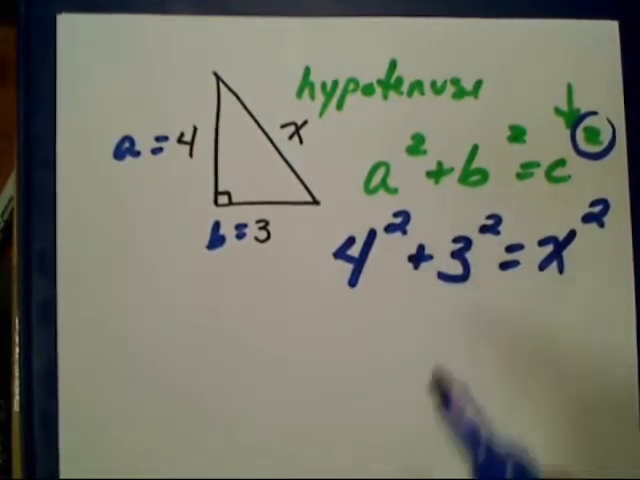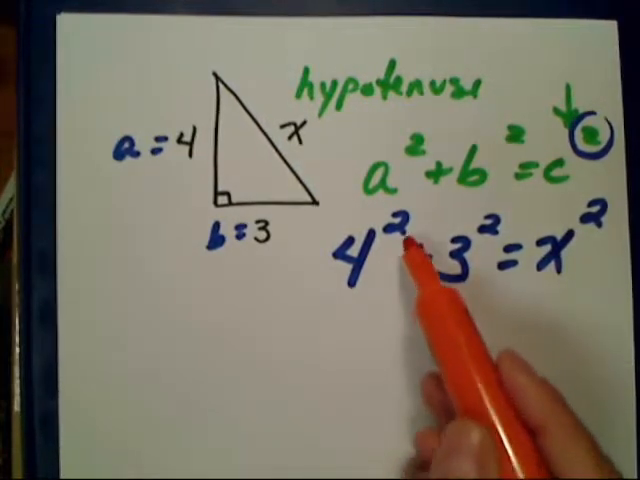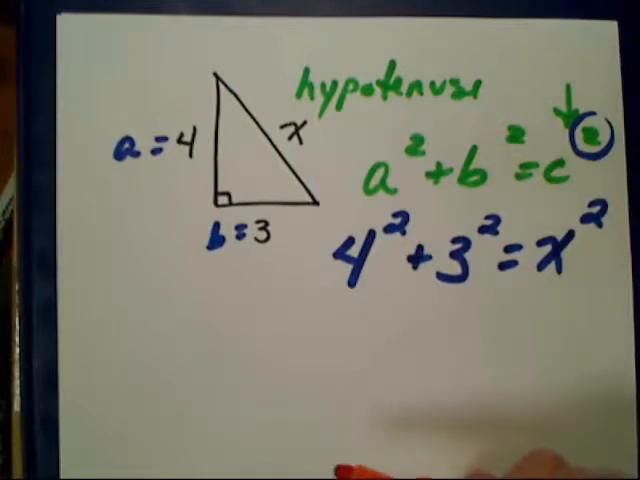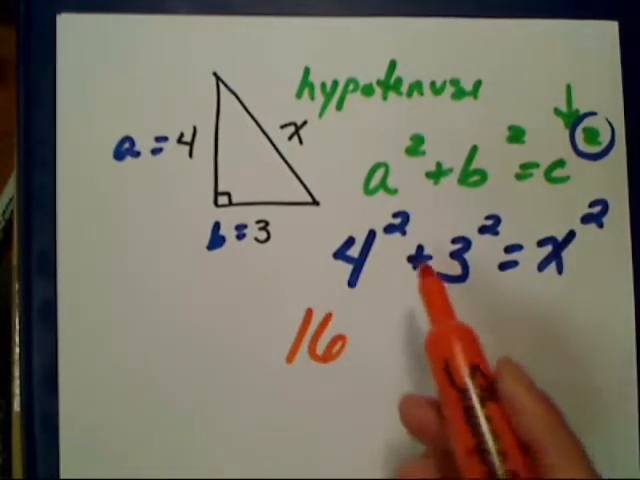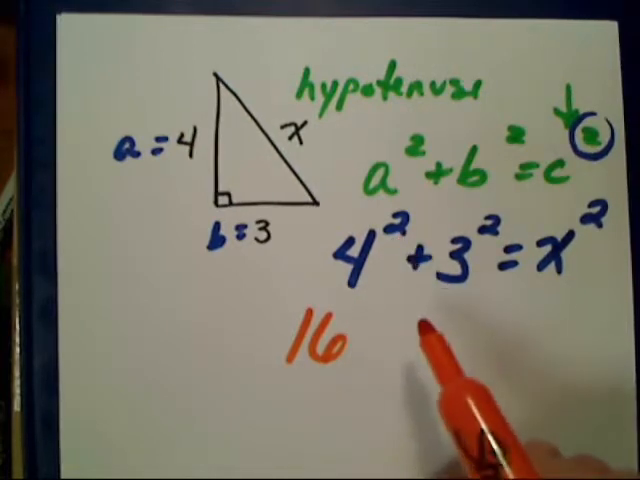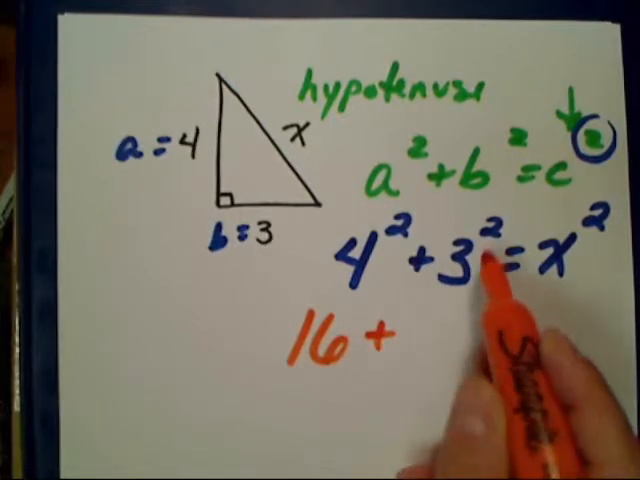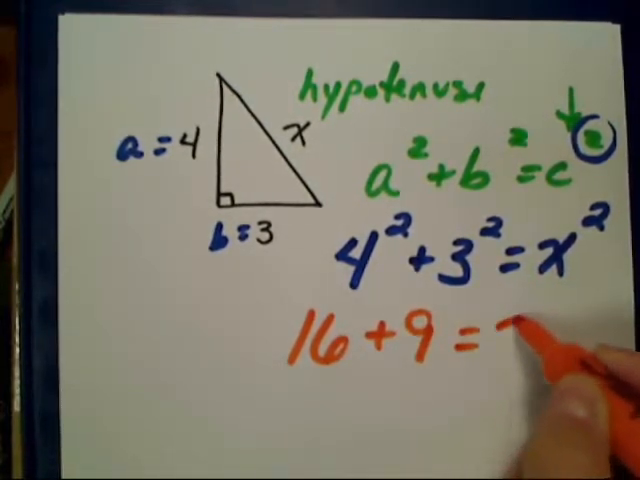So now we simplify this side. In order to simplify, we do our order of operations. Please Excuse My Dear Aunt Sally, which says I have exponents first. The square, once again, tells me that I have two 4's that are being multiplied together. So 4 times 4 is 16. Remember, we never take a big number times a little number. That's bad. Then we go plus 3 times itself is 9, and that's going to equal x squared.